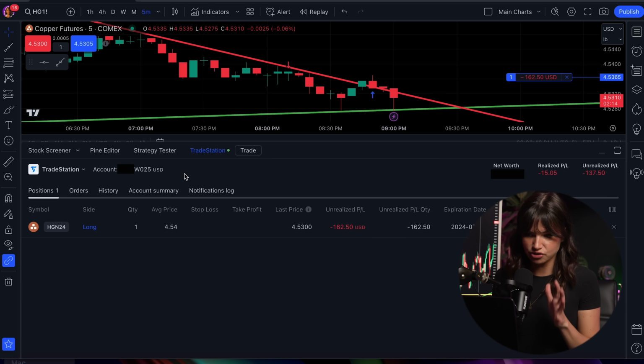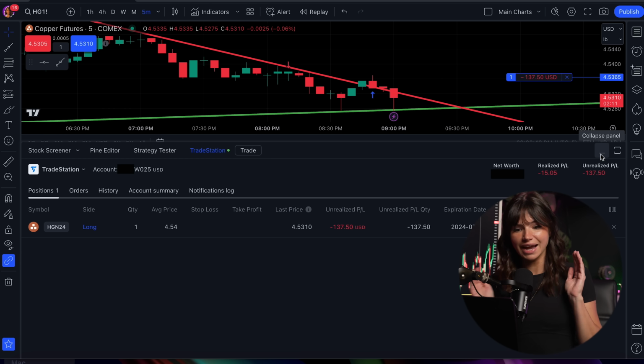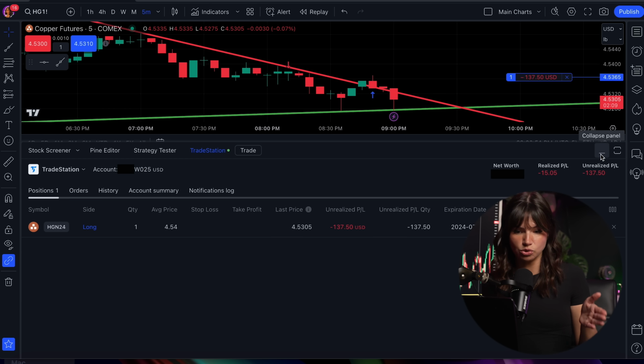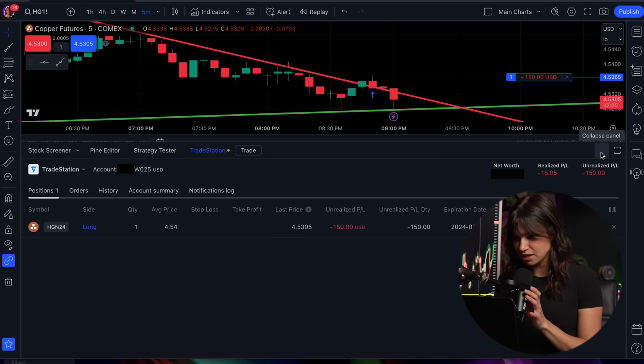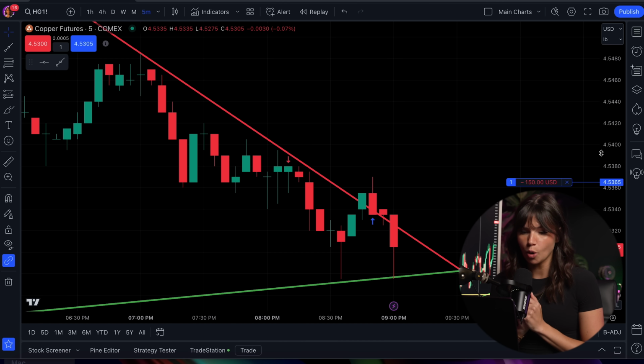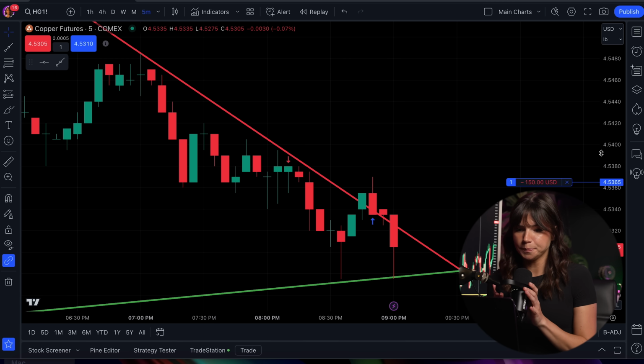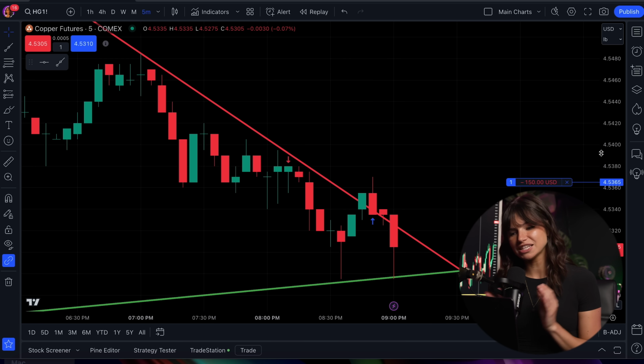So this is a real live trade open on my TradingView account. I have TradeStation connected or synced to TradingView so that I can place all my trades here instead of having to do it in the brokerage account. But right now we've got an open position. I am in a long position in copper on a 5-minute time frame. And let me walk through some things that I want to put into place moving forward.